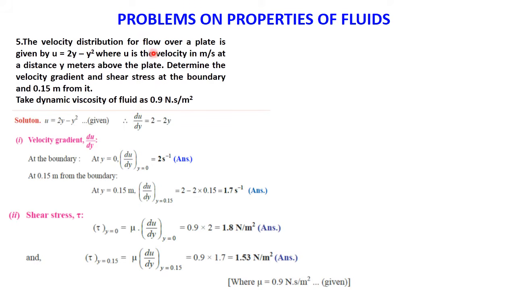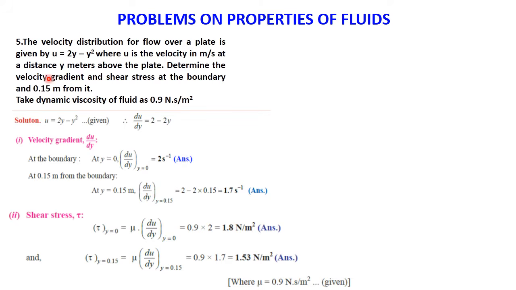Then problem number 5. Now, how to calculate when an equation is given. The velocity distribution for flow over a plate is given by u is equal to 2y minus y square, where u is the velocity in meters per second at a distance y meters above the plate. Determine the velocity gradient and shear stress at the boundary and 1.5 meter from it. Take dynamic viscosity of fluid as 0.9 Newton second per meter square.